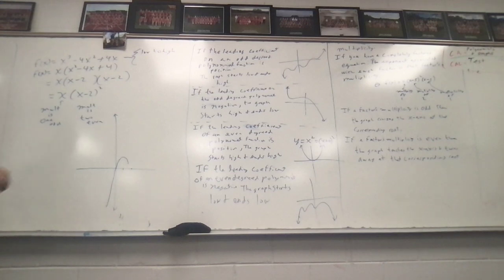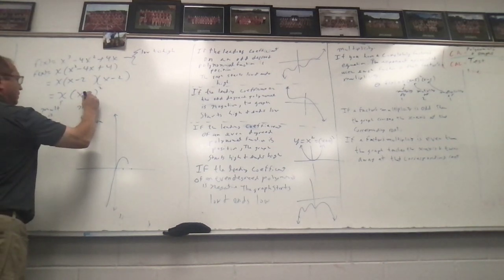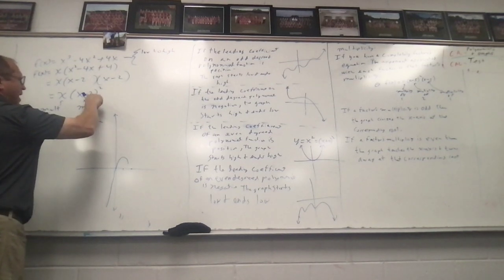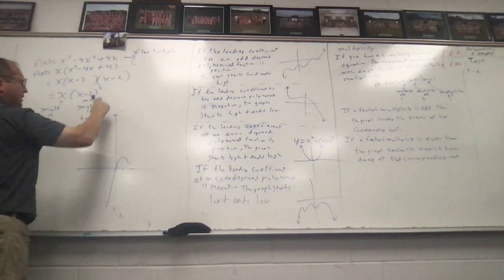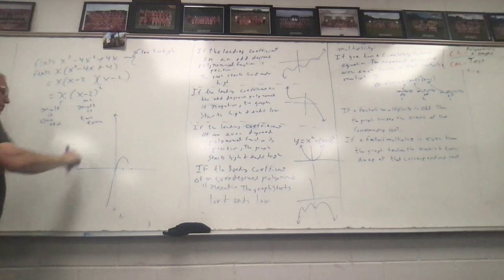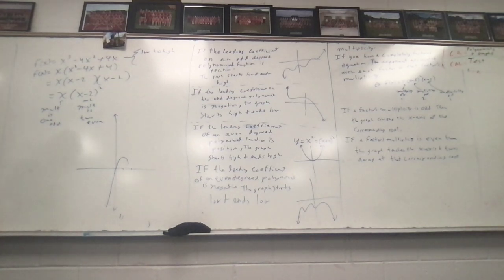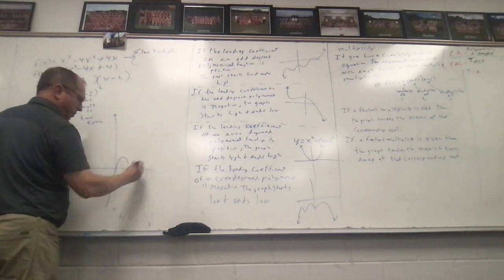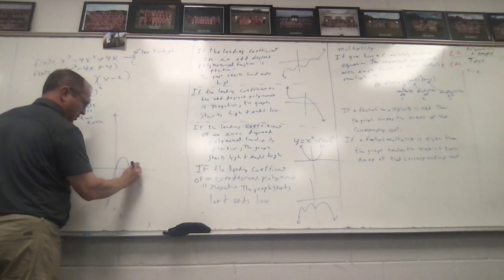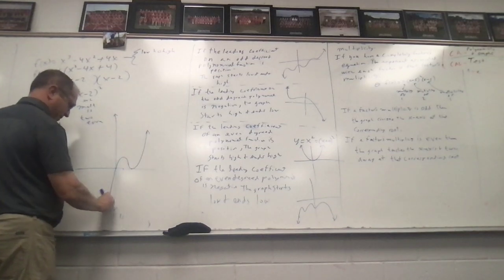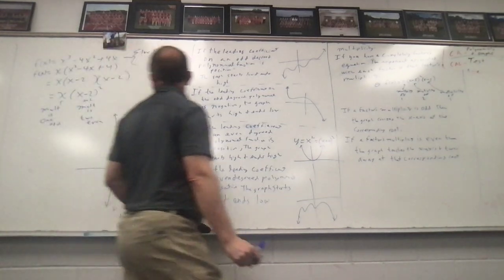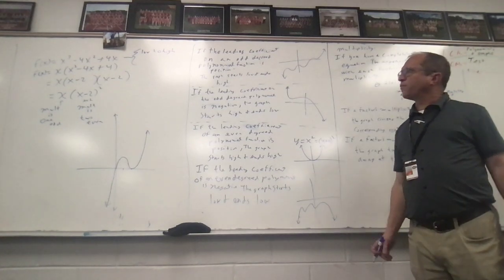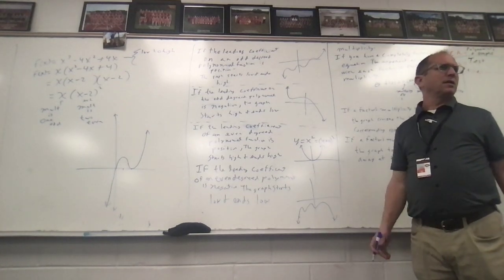2 has an even multiplicity, right? Because the exponent's 2. It's not because this is even, it's because the exponent's even. So this 2 is even, so we touch and turn away. So it's going to come down, kind of like that parabola did. It's going to come down, it's going to touch there, and then it's going to go back up. So the graph of f of x equals x cubed minus 4x squared plus 4x will look something like this.